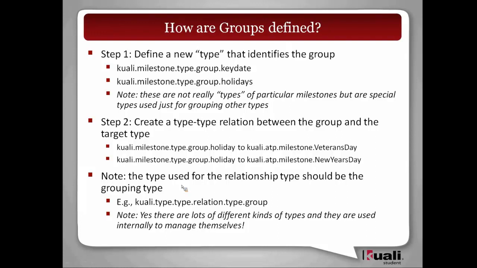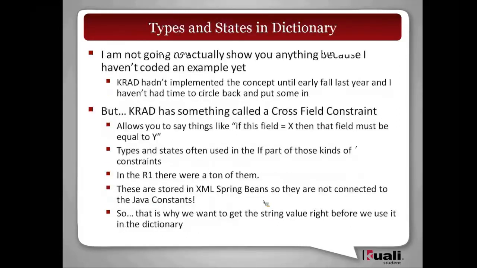And you'd say that the relationship between the two is this type, which is Kuali type relation type group. It's a little tongue twister, but it basically is saying this is a way of grouping other types. And that's what would actually be coded in the system, and you'd then be able to manage them. And then you could start referencing that, and you could say things like, give me all the milestones that are holidays, and it just makes it much easier to do than always listing the same thing.